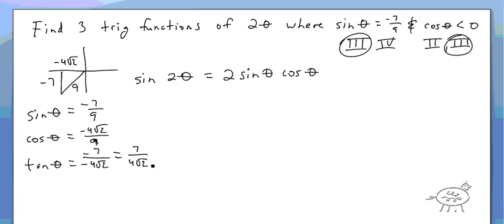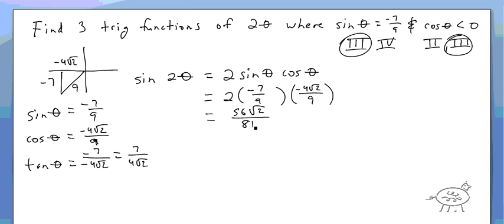Well, now I have all the trig functions that I need, at least to solve the first one here, sine of 2 theta. So it's 2, and it's literally a substitution just like we've done in the past. Sine of theta is negative 7 over 9, so it's negative 7 over 9. And cosine of theta literally is negative 4 root 2 over 9. So that's equal to, if I multiply all that out, positive 56 root 2 over 81. That is sine of 2 theta. Pretty simple.